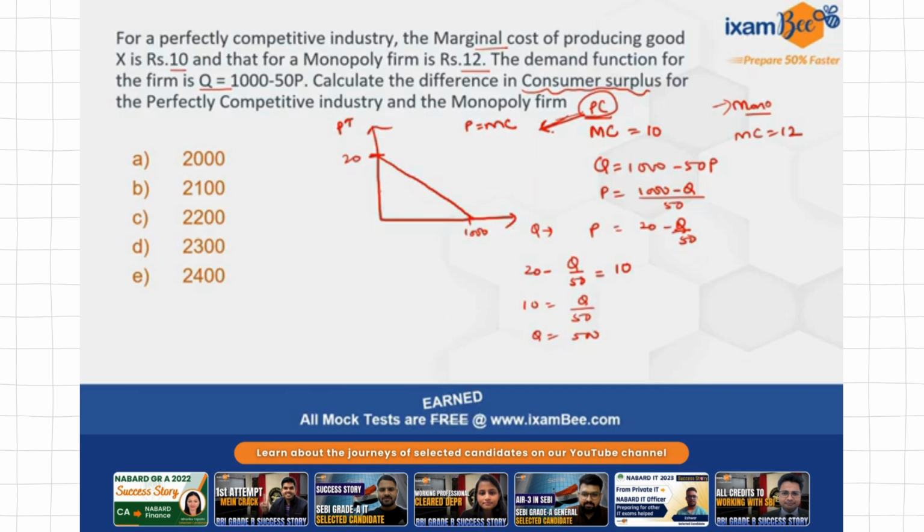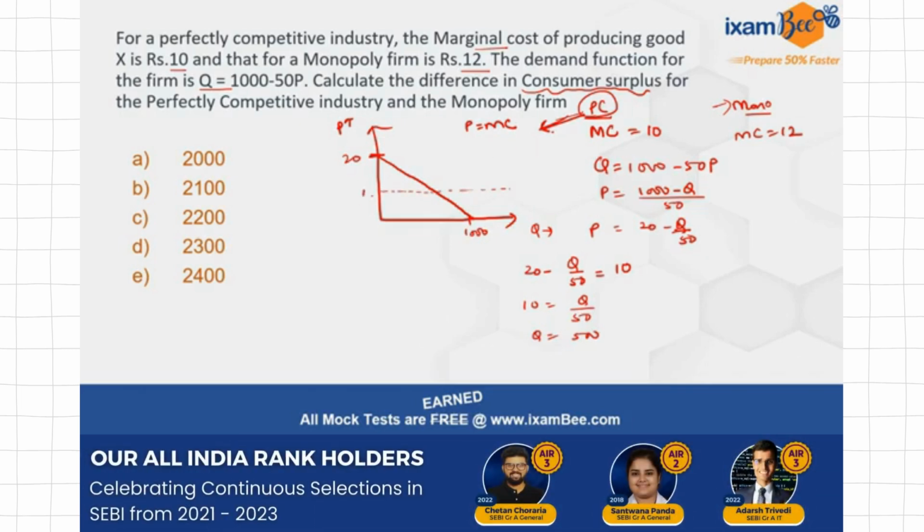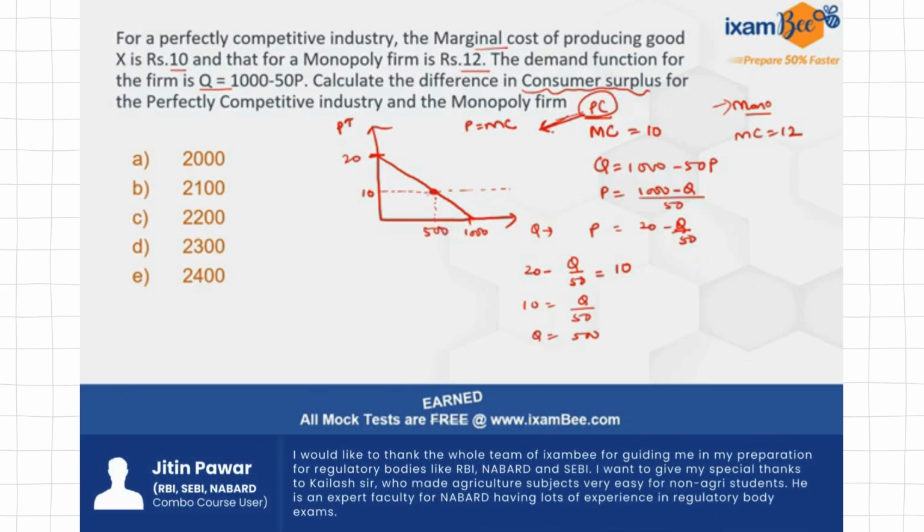So where this marginal cost line, marginal cost equal to 10, is intersecting my price or the demand function, it is at a quantity of 500, right? Now from the definition of consumer surplus, what do I know? Consumer surplus is the area below the demand curve and above the price line. So this is the area, right? This is consumer surplus.